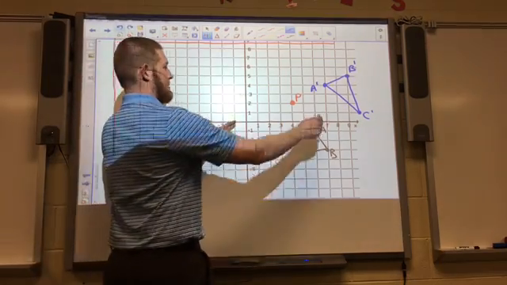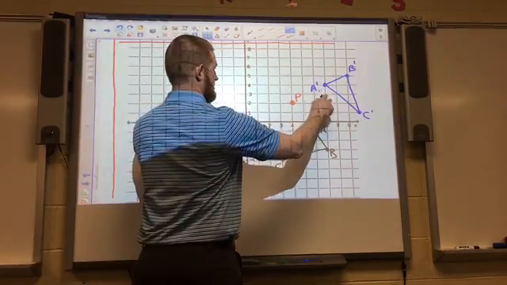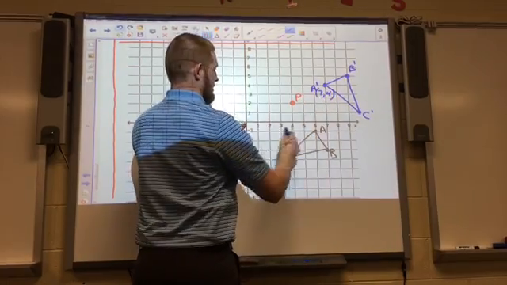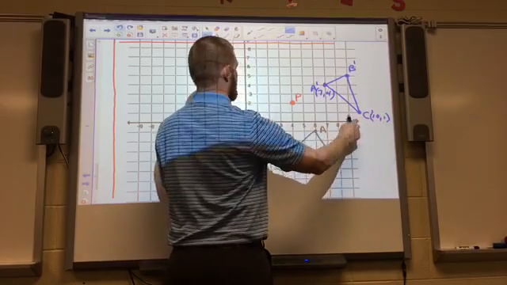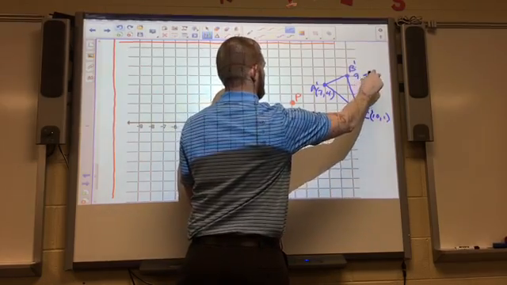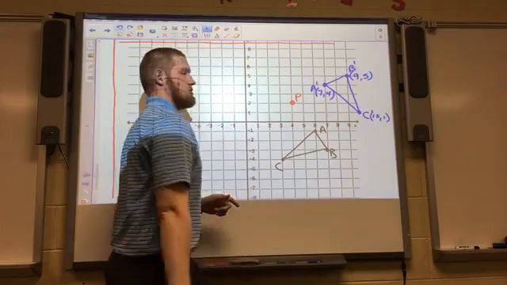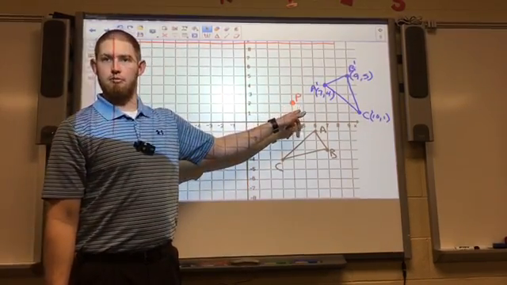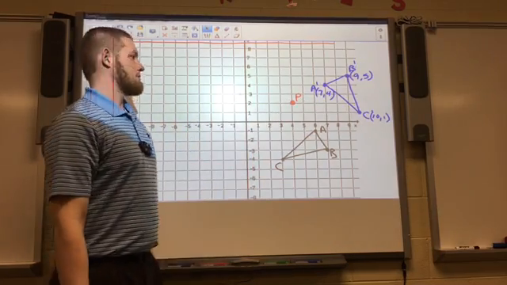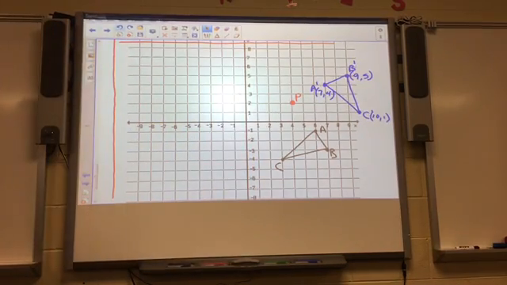Now, A prime is at 7, 4. C prime is at 10, 1. And B prime is at 9, 5. Just don't make the mistake of counting those points from here, please. That's a common mistake. So the only difference is you need to draw a new XY axis, right? Can we do that one? Okay.